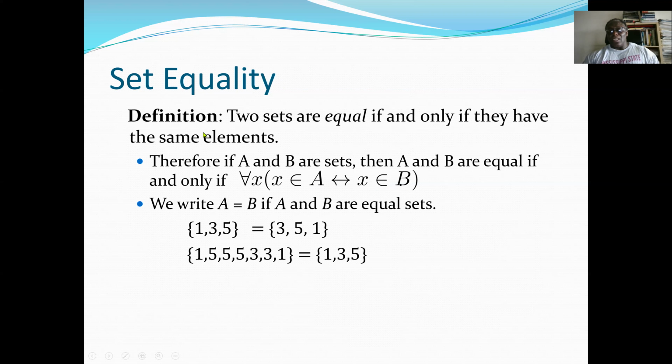So again, set equality depends on the elements in each set. If two sets have the same elements, then we can say the two sets are equal. Here we can write A = B only if A and B are equal sets. So {1, 3, 5} is the same as {3, 5, 1}. Remember, the order is not important. Also, duplicates are not important. So {1, 5, 5, 5, 3, 3, 1} is the same as {1, 3, 5}.